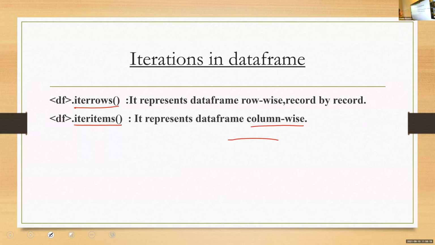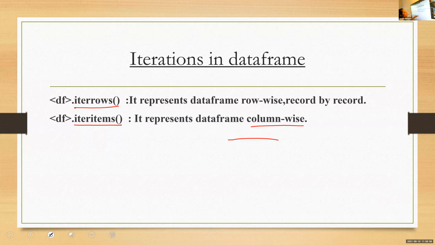iterrows represents the data frame row wise, that is record by record. Using a single iterrows option, we can display all the rows one by one. In the previous section we also discussed some functions used for displaying rows and columns, but for each column and each row we needed a separate statement. But here we use only one iterrows operation for displaying all the records one by one, and for displaying all the columns one by one we use only one statement, that is items.